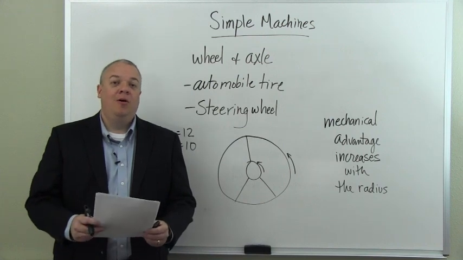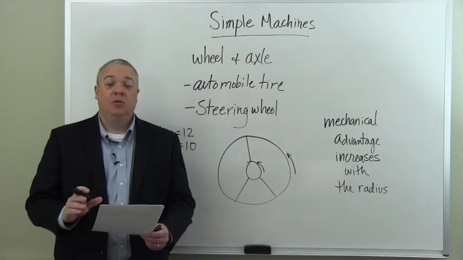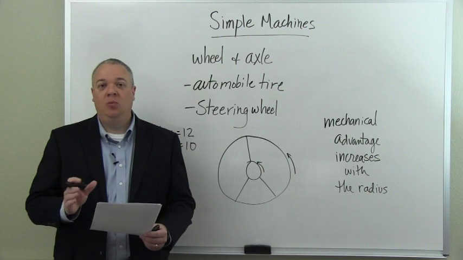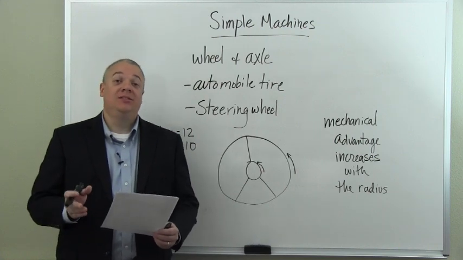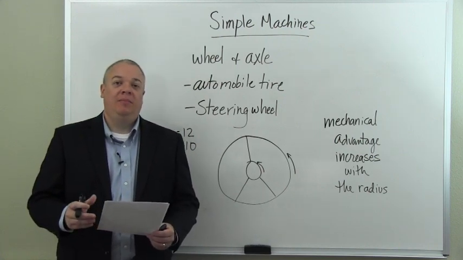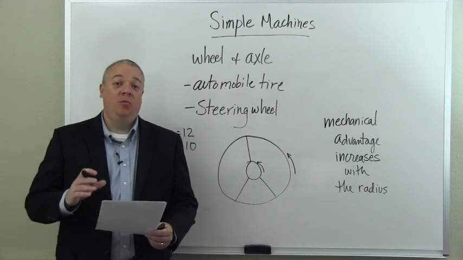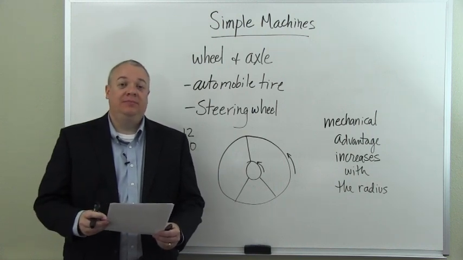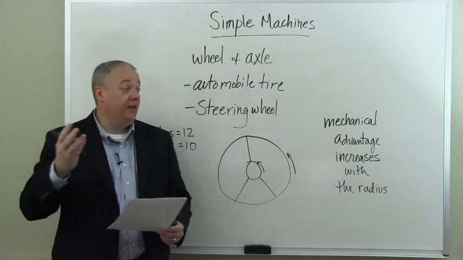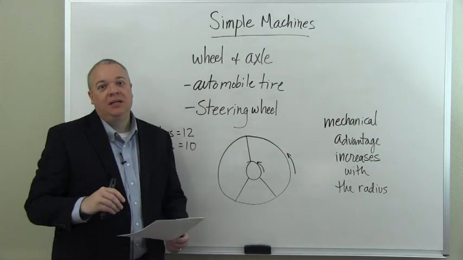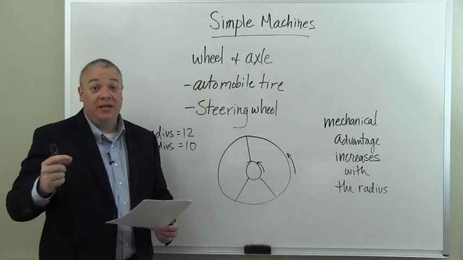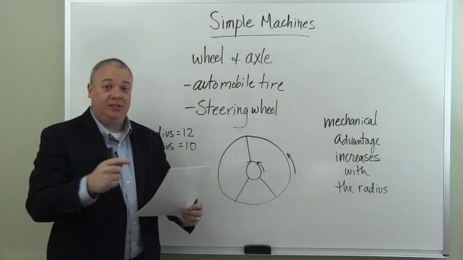Today we're going to briefly go over one simple machine, the wheel and the axle. The wheel and the axle, categorized as a simple machine, and we want to talk about the mechanical advantage of the wheel and axle. Essentially, with a wheel and an axle, most people tend to think of an automobile tire, because that's usually what we talk about as a wheel and an axle. Two wheels attached by an axle.